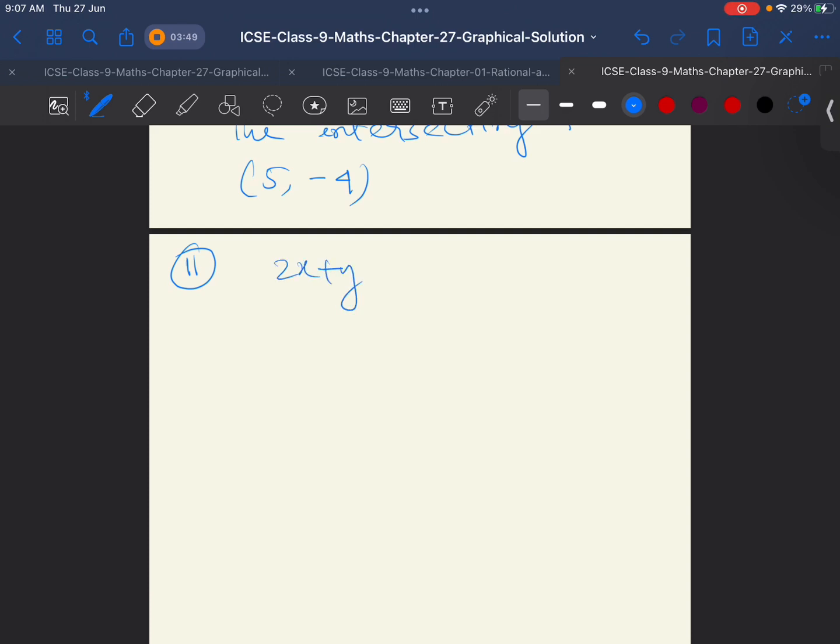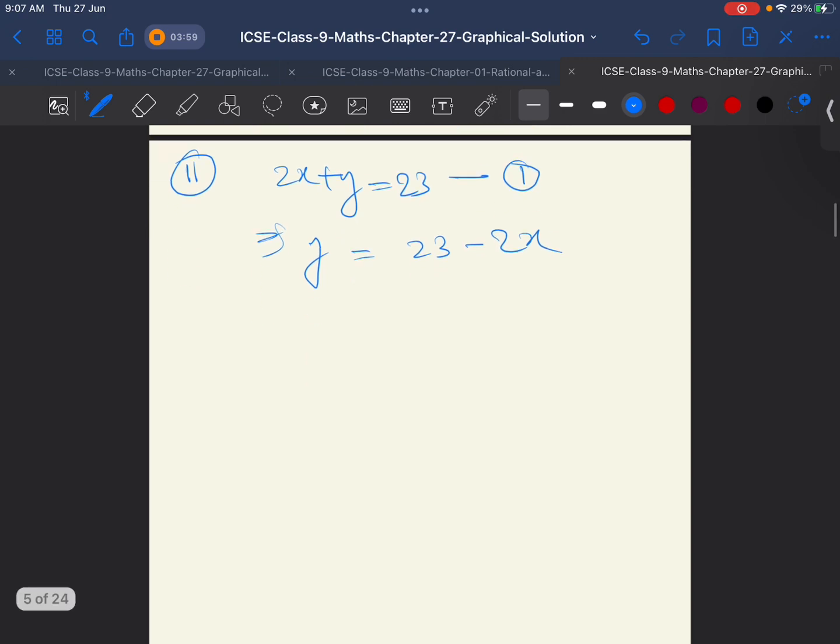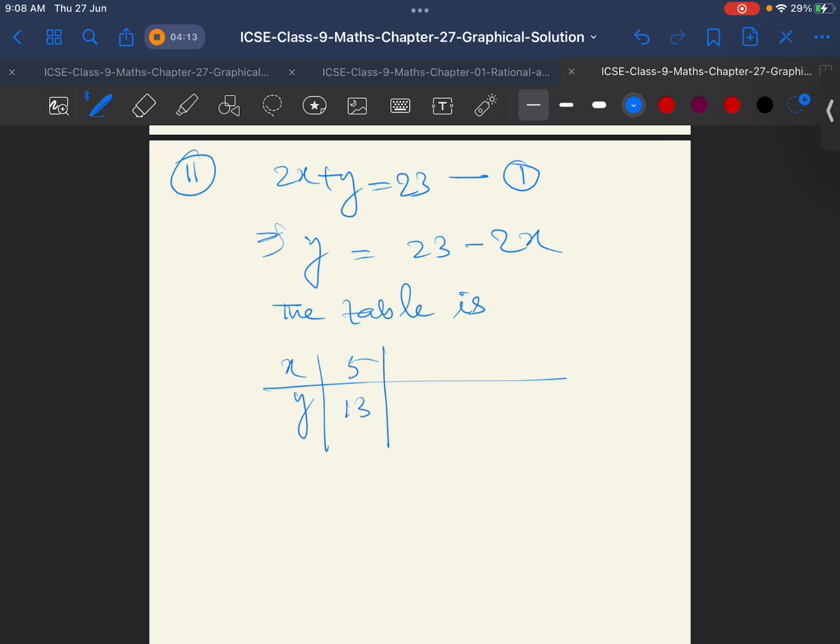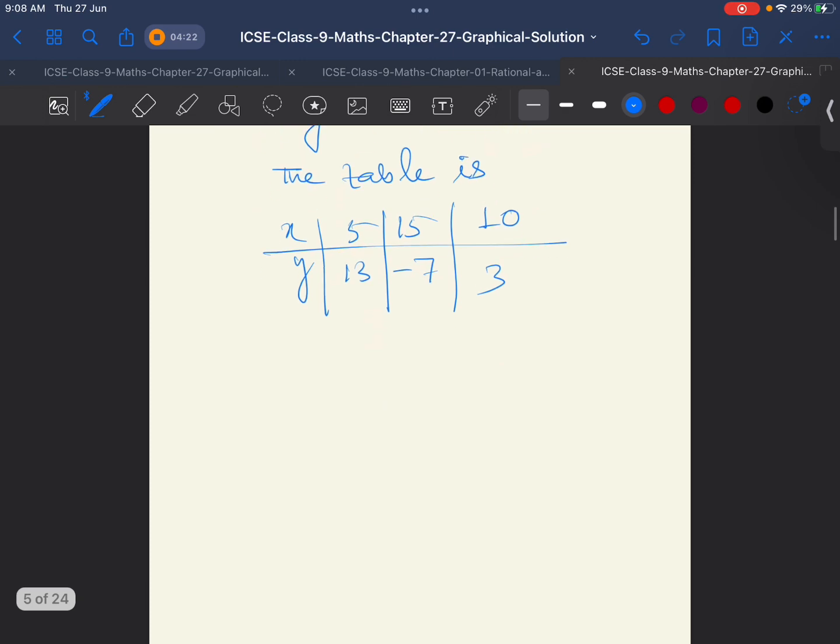Now question 2. 2x plus y equals 23, equation 1, implies y equals 23 minus 2x. The table is: x, y. When x is 5, y is 13; when x is 15, y is minus 7; when x is 10, y is 3.